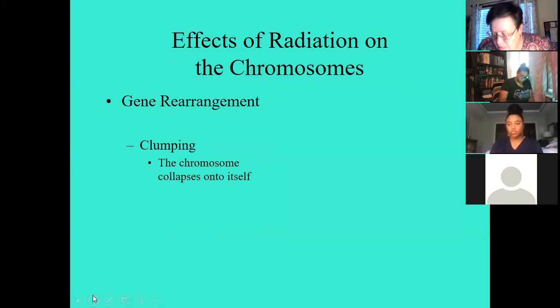The last of the radiation-induced effects on the chromosome is simply called clumping. After high levels of irradiation, sometimes the chromosome simply collapses onto itself into just a sticky ball. And again, your body doesn't really know how to deal with that, so the cell is not viable.